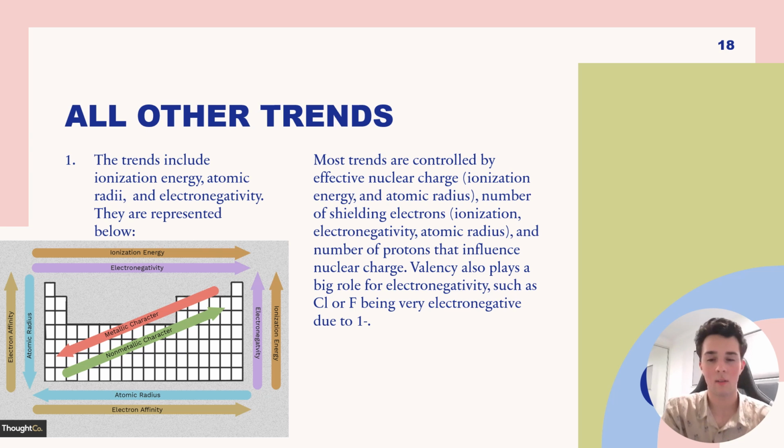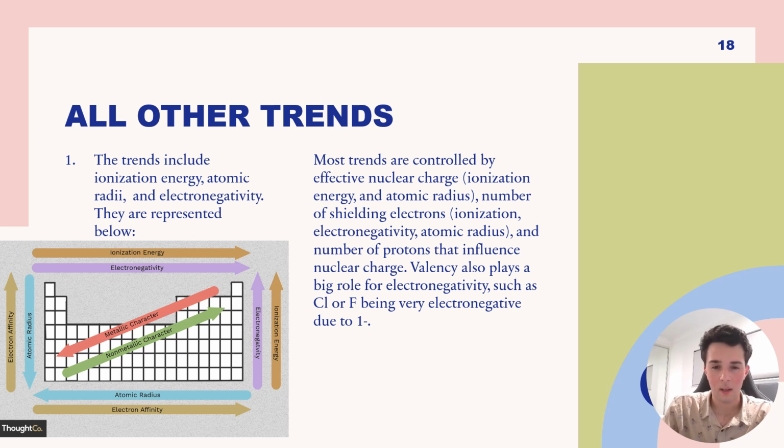Yeah, and so on. So generally, most of the trends are controlled by the effective nuclear charge, which is the pull that acts on those outermost electrons. So it's also impacted by the distance between the nucleus and the electrons. But the effective nuclear charge is how strongly the nucleus pulls those valence electrons to it. Other things that will impact it will be the number of shielding electrons. That also comes into play for effective nuclear charge, but that explains atomic radius.